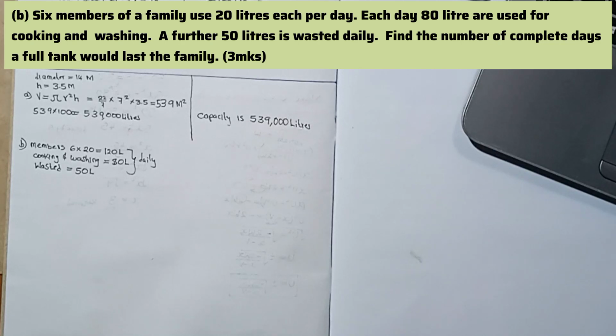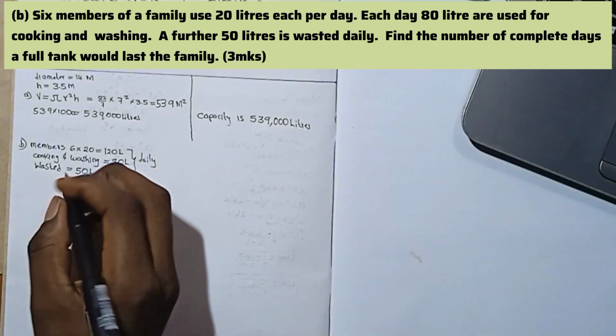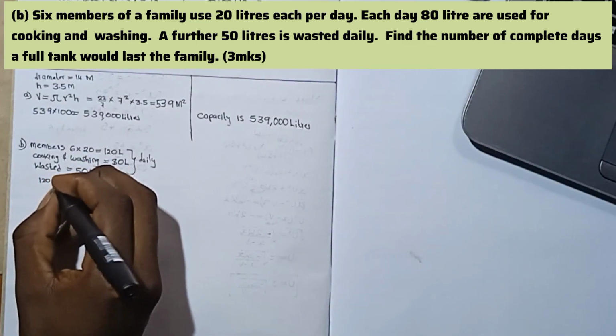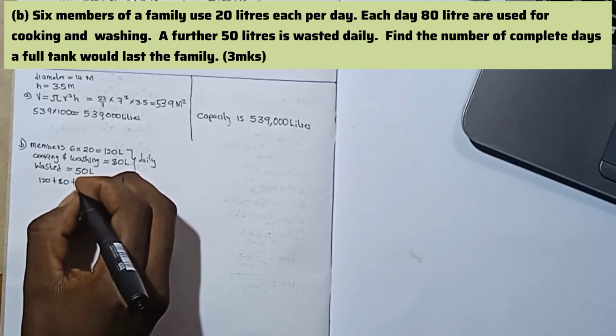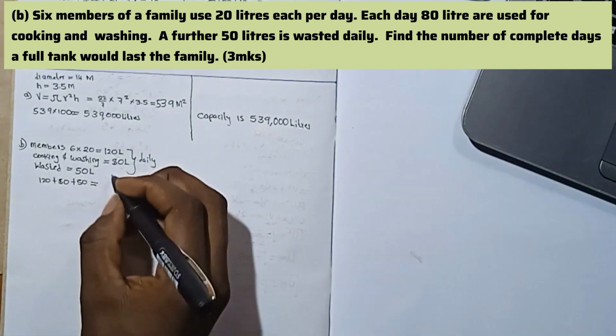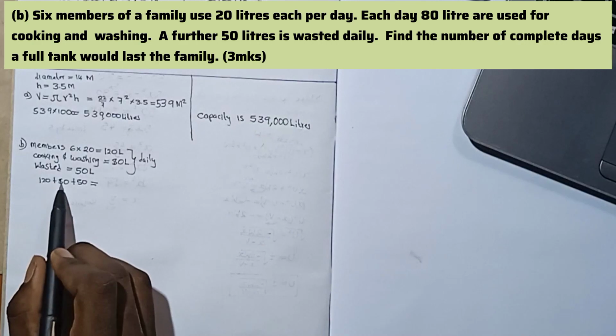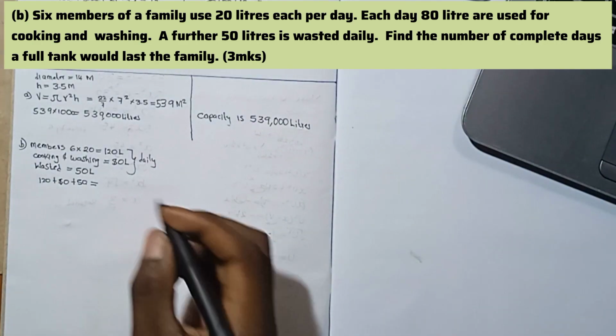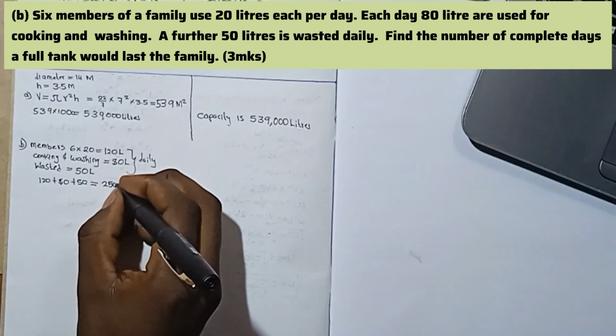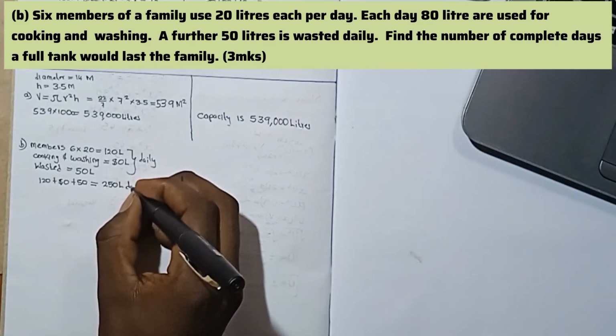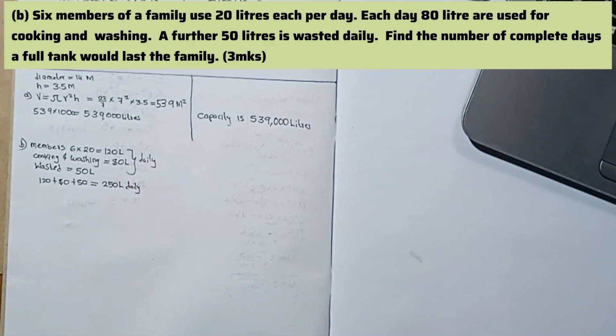So the total amount of water used each day is 120 plus 80 plus 50, which is equal to 200 plus 50, which is 250 liters daily. So the question here is asking, find the number of complete days a full tank will last for the family.